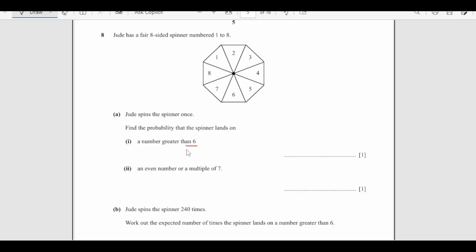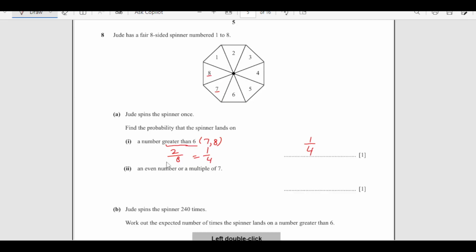So greater than 6 here: 1, 2, 3, 4, 5, here we have 7 and 8. We have only two numbers which are greater than 6. So the probability is 2 out of how many? They are 8. So 2 over 8, or 1 over 4 in the simplest form. So this will be the answer.